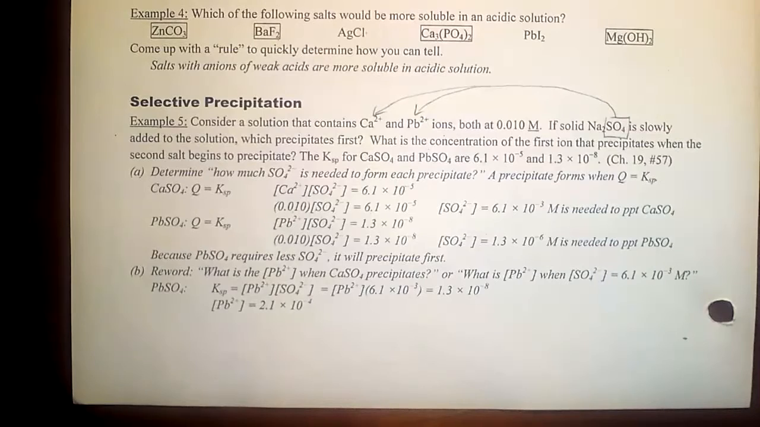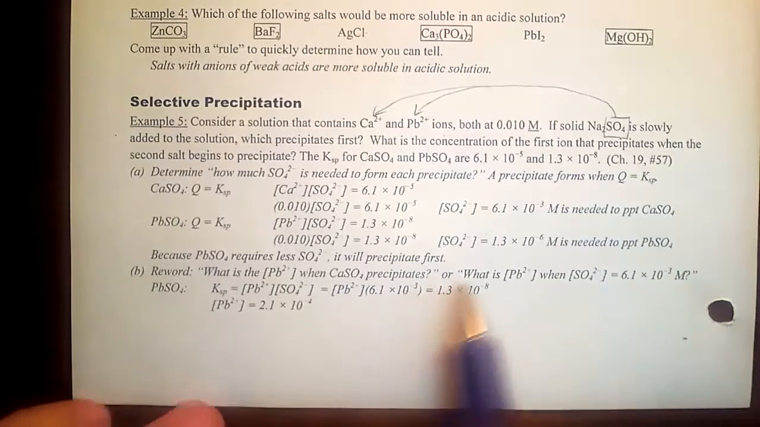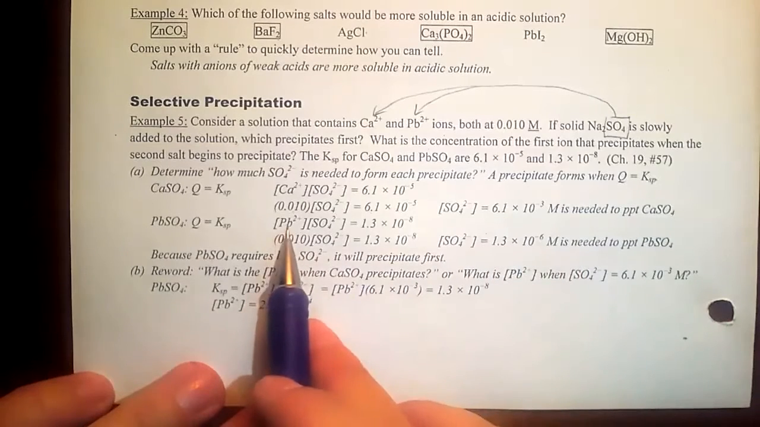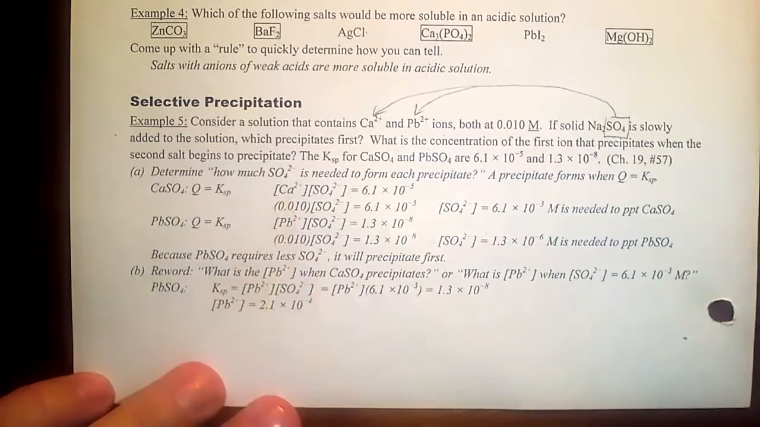For part B, it took me a moment to even realize what they were asking. But they're asking, now this one's going to precipitate first. What will the lead ion concentration be when this one starts precipitating later?